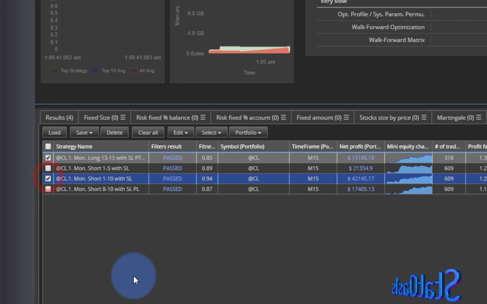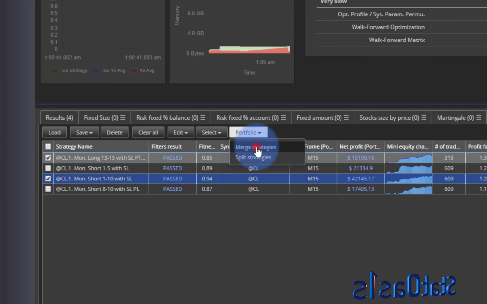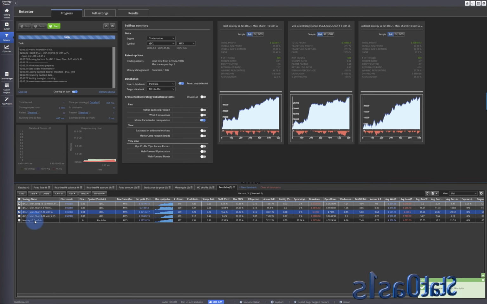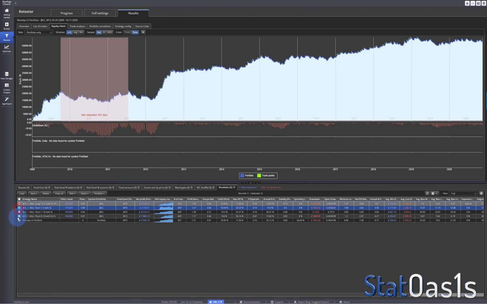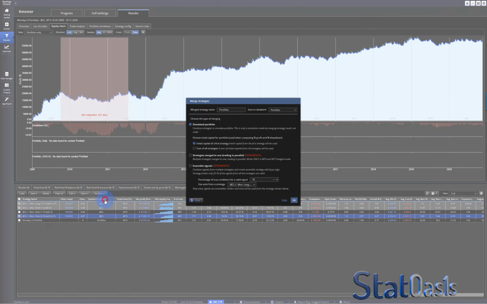So let's start with these two. That's the long and the short. And we go to portfolio, merge, and let's call it Monday, long, short, portfolio. We're going to put it in portfolio. This is only merging the results of the strategies, not the code. So now we have this portfolio. It's beautiful. Let's pick now these three and merge.